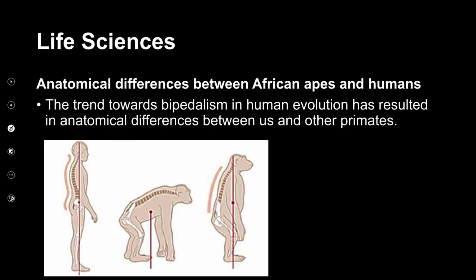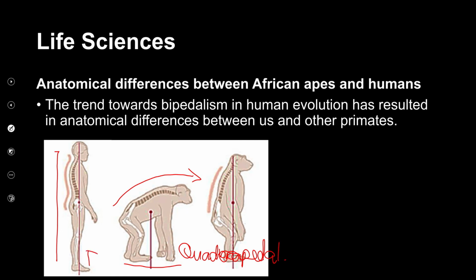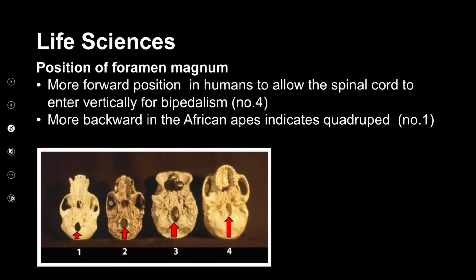If we see on this diagram, we can see humans in an upright position, whereas other primates are quadrupedal. So we talk about them walking on four limbs. That's quadrupedal movement. So they walk on all four, whereas we are bipedal, which means two limbs. Okay, so let's have a look at the actual differences.